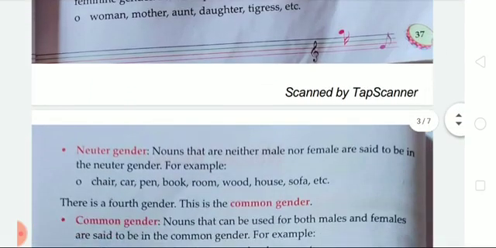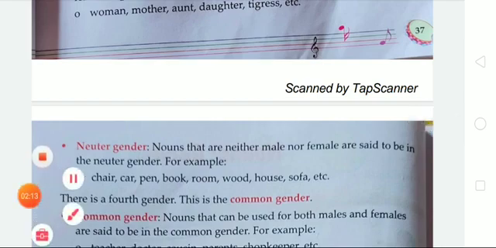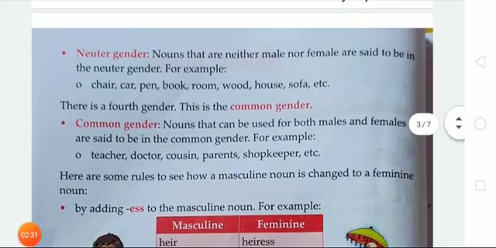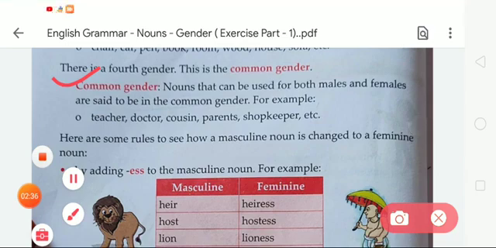The third is neuter gender. What is neuter gender? Nouns that are neither male nor female are said to be in the neuter gender. For example, chair, car, pen, book, room, wood, house, sofa, etc. The fourth is the common gender. What is common gender? Nouns that can be used for both males and females are said to be in the common gender. For example, teacher, doctor, cousin, parents, shopkeeper, police, etc.